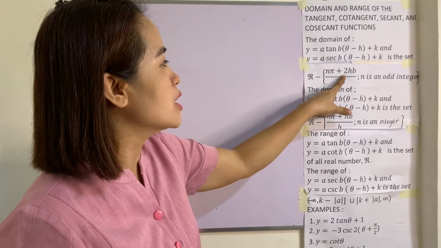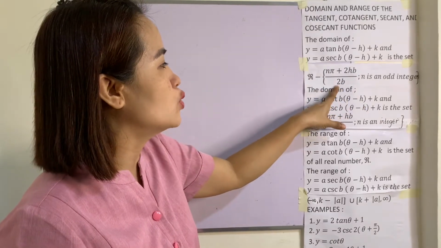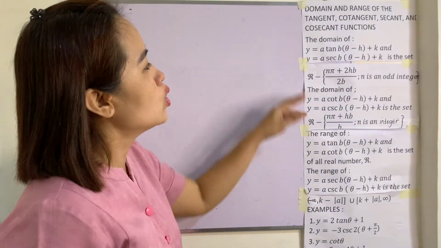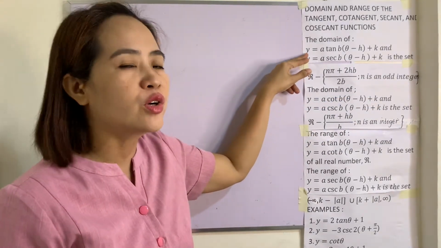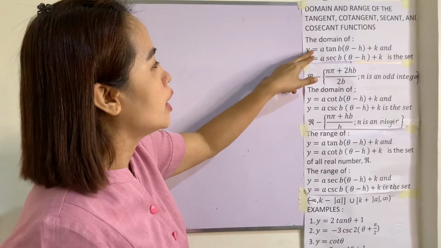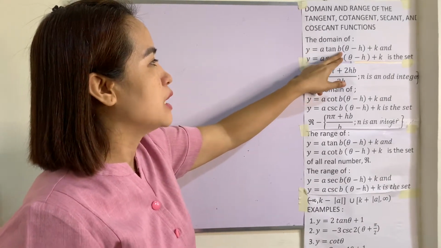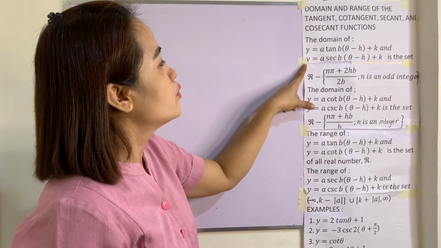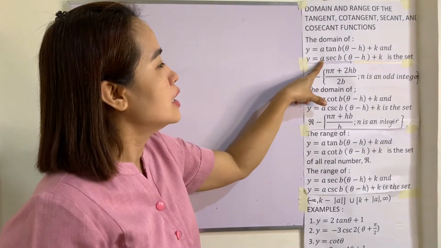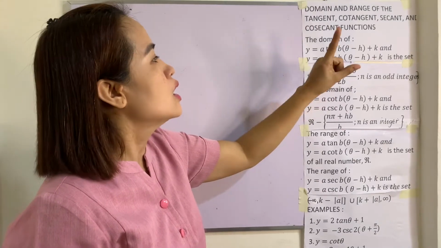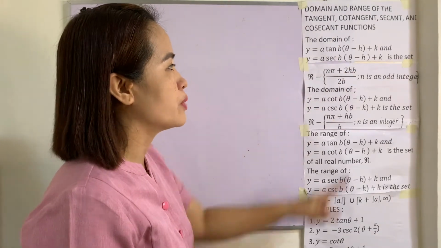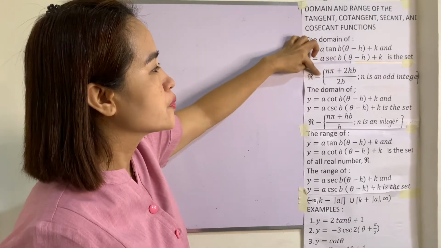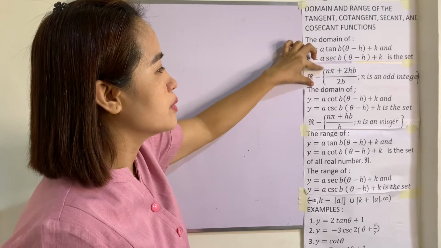The domain of tangent and secant will be the set of real numbers minus (nπ + 2hb) divided by 2b, where n is an odd integer. Take note that you have to first express the given in the form of y equals a tangent b quantity theta minus h plus k. And for the secant, we have a secant b quantity theta minus h plus k. So their domain will be this one.